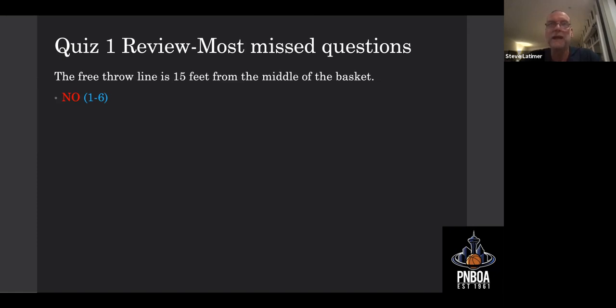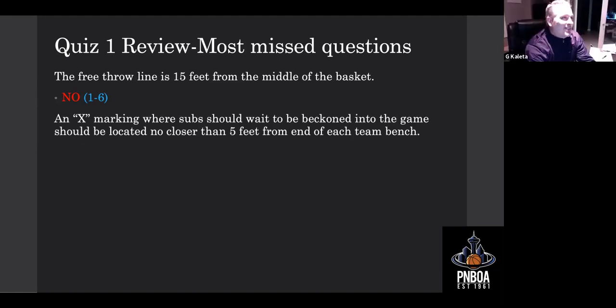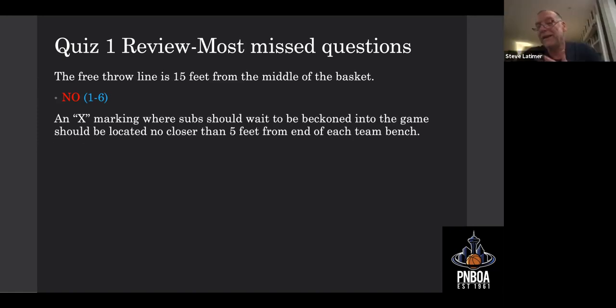An item that you should never have to know. I got it wrong. And again, I'm complaining to myself about writing something like that, because in the scheme of rules that I need you to remember, that's not one of them. An X marking where subs should wait to be beckoned into the game should be located no closer than 5 feet from the end of each team bench. So 1 X for each team's bench. Right or wrong? No.